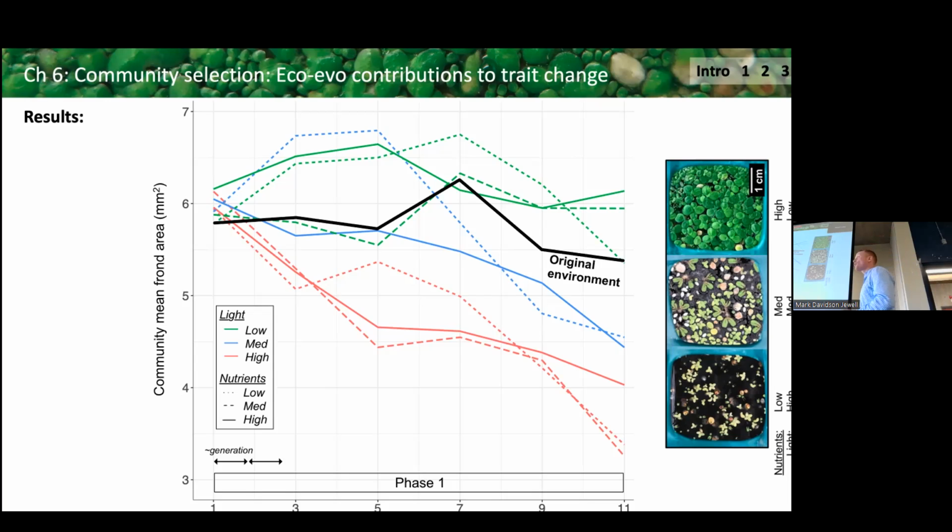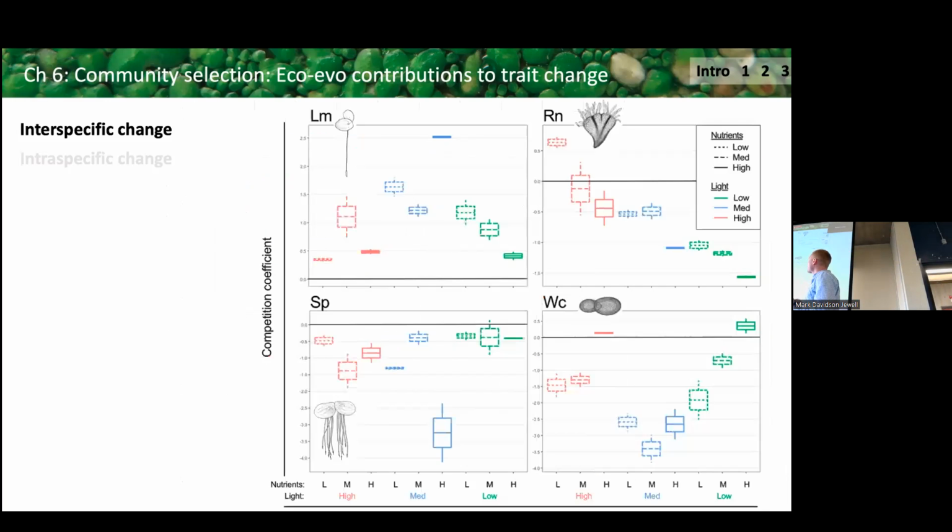This was due both to interspecific and intraspecific change. First, looking at interspecific change. So this is the effect of species sorting, ecology. Here we have the different competition coefficients of the different species in the 9 different environments. So each panel is a different species. So for example, let's look up here. This is the liverwort, Brachiocarpus. Really what I want to point out is that there are large differences in competitive ability among the different environments.